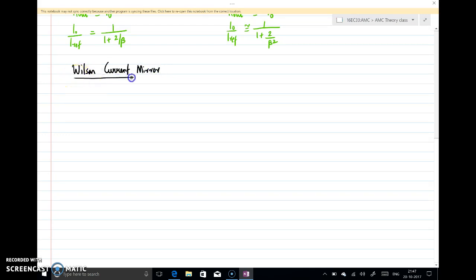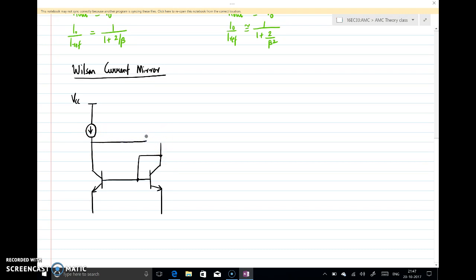Known as Wilson current mirror. So there is a small modification in the architecture. There is the same current source here, which is connected to the transistor, but here this connection is on the other side. This is the circuit where this is the reference current and this is the output point.